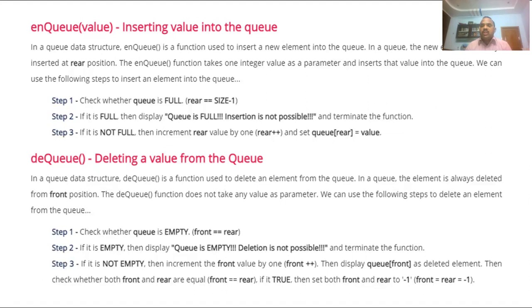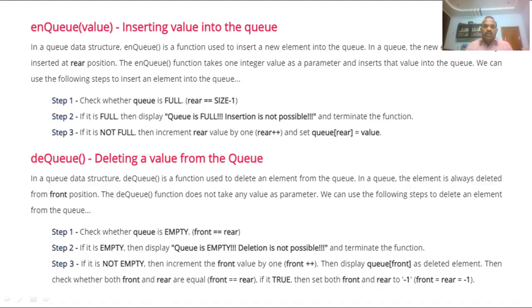We can use the following steps to delete an element from the queue. So this is the algorithm for DQ operation in a queue. Clear? DQ means delete queue. Here, check whether the queue is empty or not. If front equal to rear equal to minus 1, the queue is empty. Am I right or not? Front equal to rear equal to minus 1, queue is empty. Both are minus 1, then there is no element.